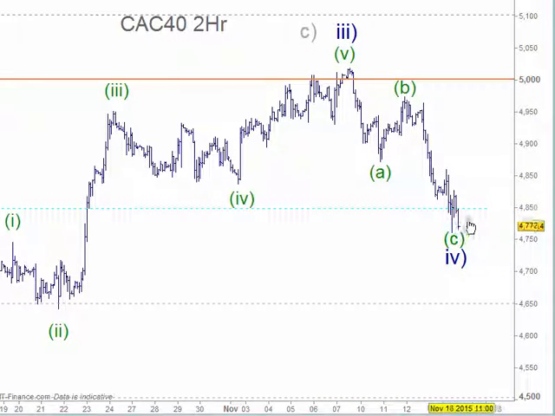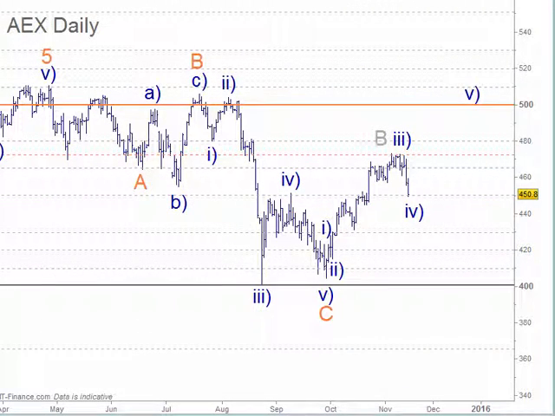But once again, I can see that it's not quite finished here yet either. So we do need another session just to see what we've got here as it stands. And the AEX, the same as well here. So starting with the daily chart here.